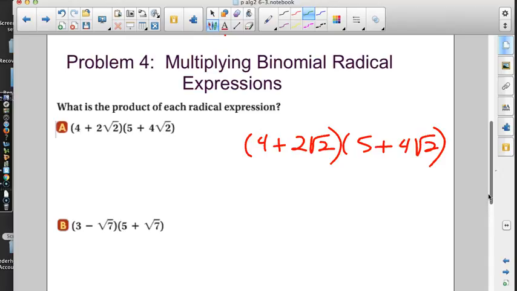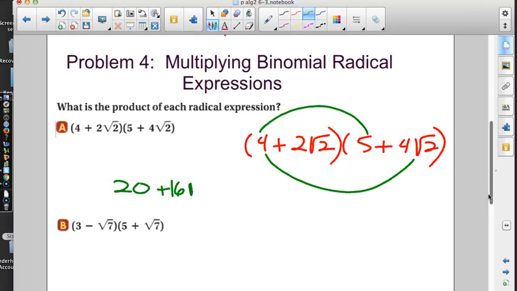Said FOIL. First times first, 20. Outside times outside. Early in this chapter we learned how to do that. You just multiply the integers together and slap the radical behind it. So 4 times 4 is 16, 16√2. Inside times inside. 2√2 times 5 is 10√2. Last times last. Integers times integers.